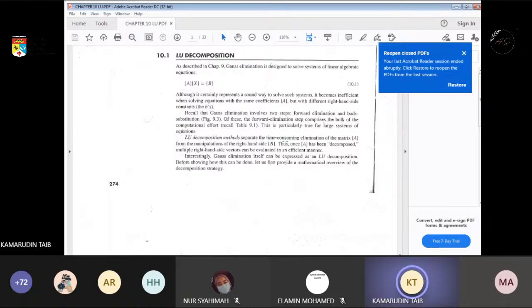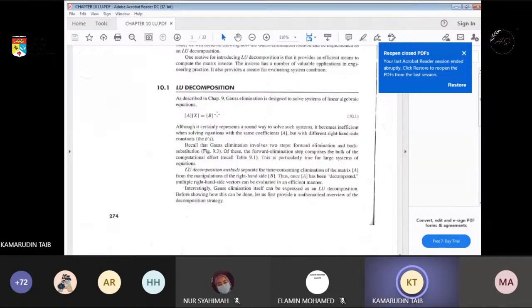Save time by doing the matrix. Okay, system of linear equations, like the Gauss elimination method, we solve systems of linear equations. So other than Gauss and Gauss-Jordan, we have another method. We call it LU decomposition.